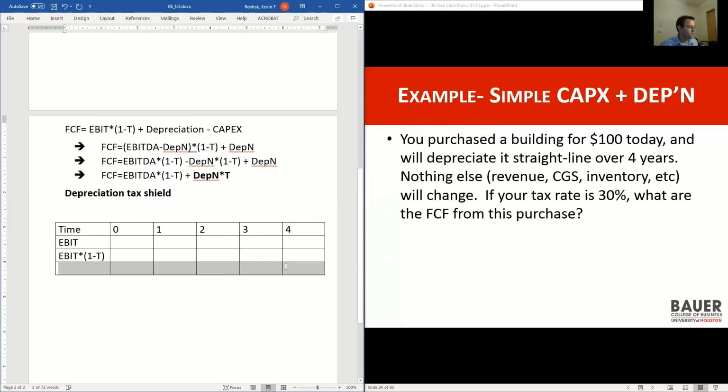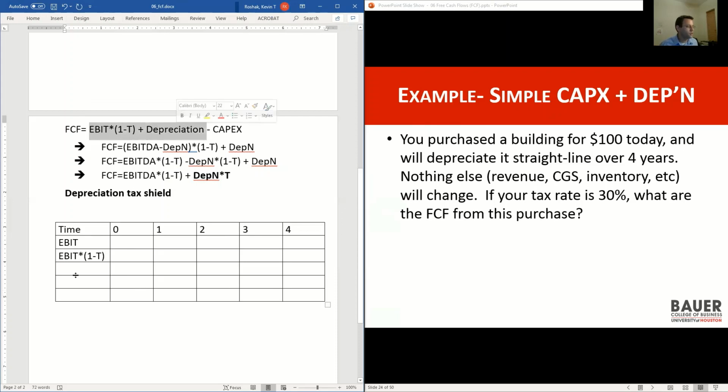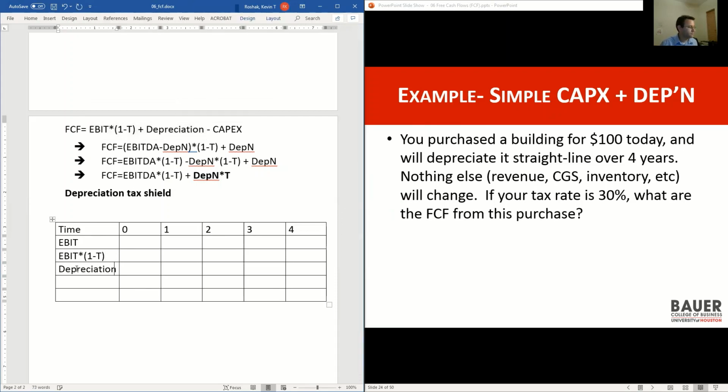I need a couple more rows. Okay, that's going to be enough. All right, so we have EBIT, that's our first line. Then we need depreciation. And then we also need CAPEX. Subtract off CAPEX. We're going to add depreciation. Subtract off CAPEX. Put all these things together, we're going to end up with the free cash flows.